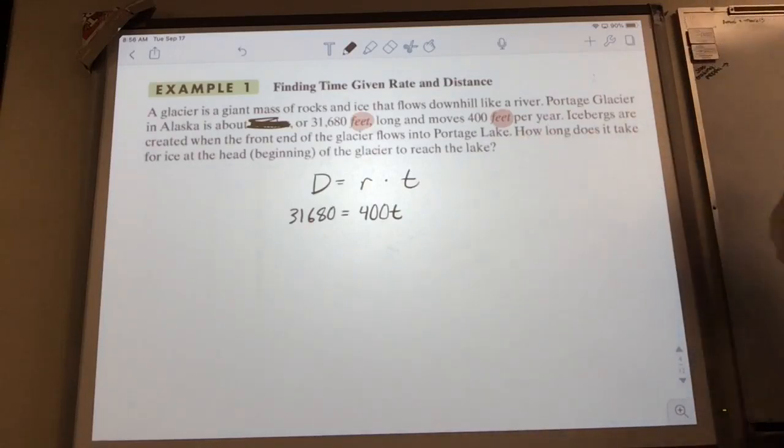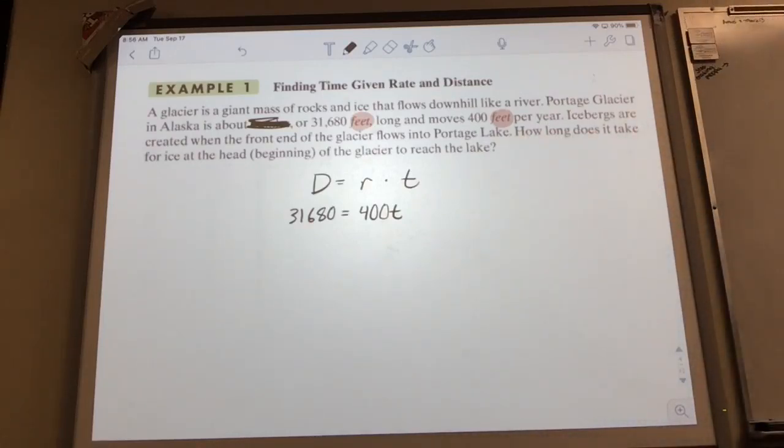How long? So how do we solve this for T? How do I get T by itself? Yeah? You divide 400 into 31,000. Yeah, so we divide both sides by 400 because that'll cancel it out next to the T and give us an answer. So if I divide both sides, T equals 79.2 years.